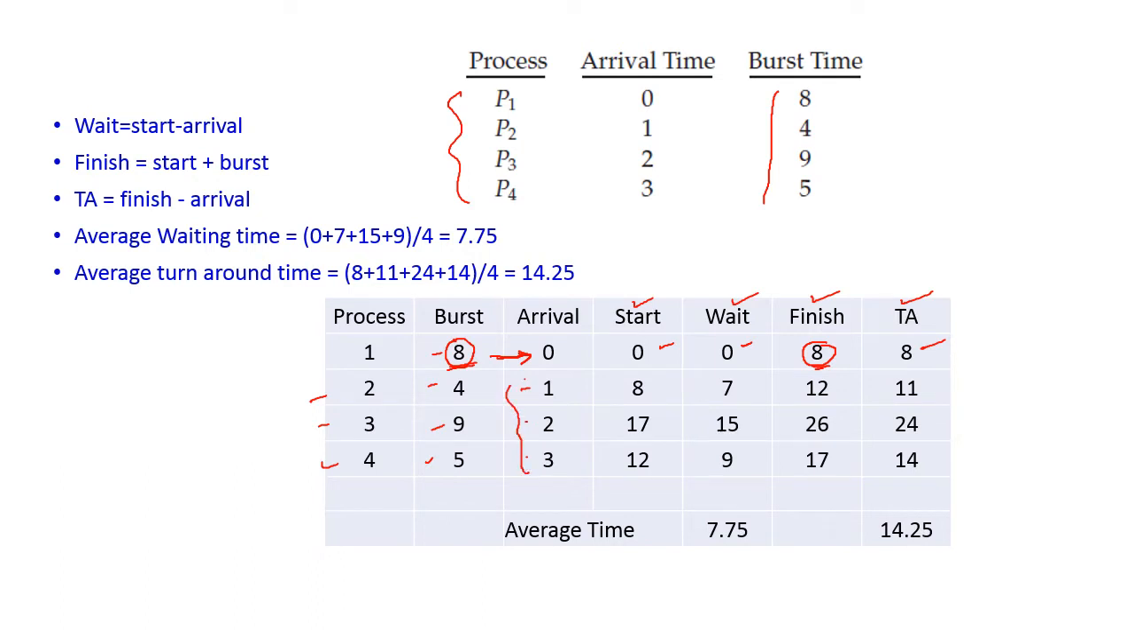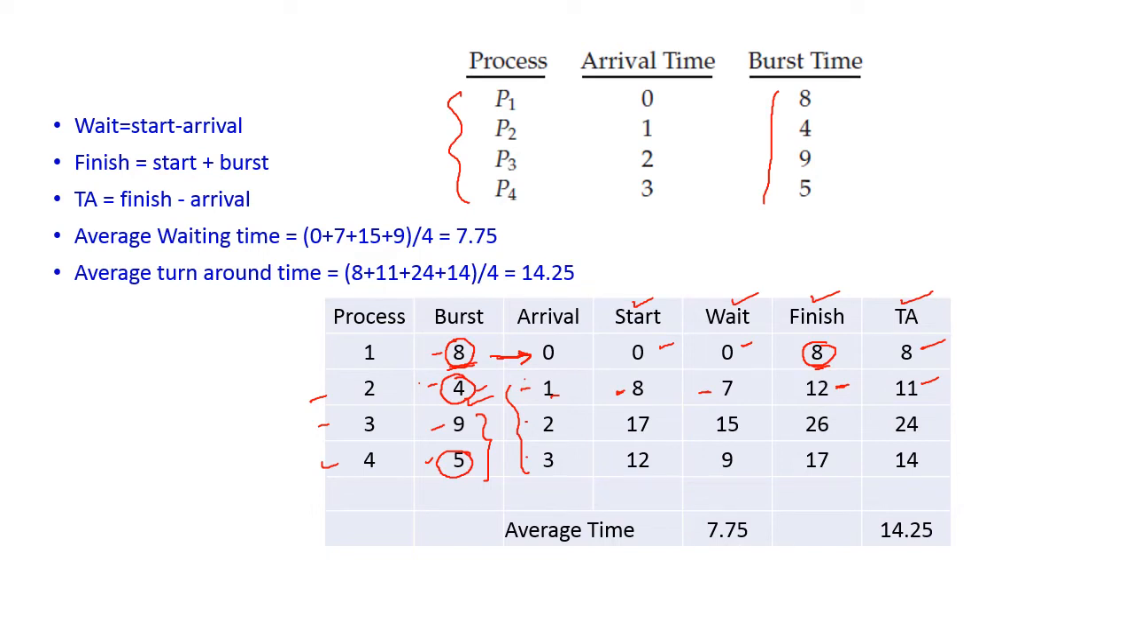Now with these 3 we need to select which one has the minimum burst time. This is the minimum burst time, so this will be selected for next execution. The start time of P2 is 8 and wait time is 8 minus 1, which is 7, and finish time 8 plus 4, which is equal to 12, and turnaround time 12 minus 1, which is equal to 11. After that, with these 2, which one is minimum? This one is minimum, so process 4 will start execution next.